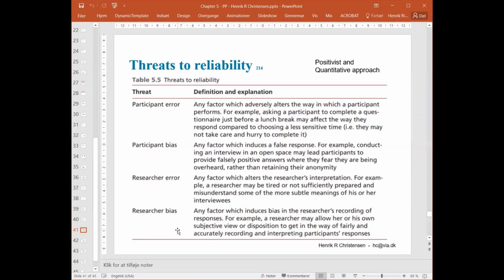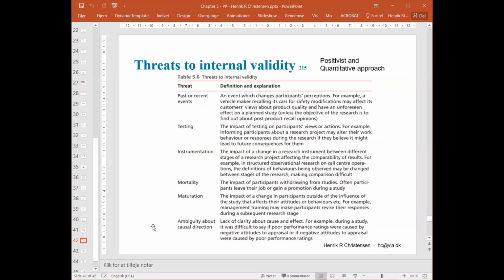And then also, of course, the way the researcher allows his or her own subjective disposition to get in the way of fairly accurate recording. So basically, it's about the researcher needing to be very objective and treat every participant in the same way in order to avoid bias. So that's something about threats for reliability.